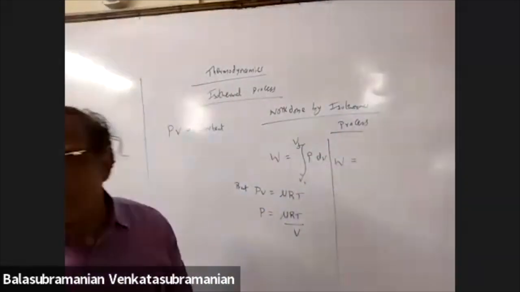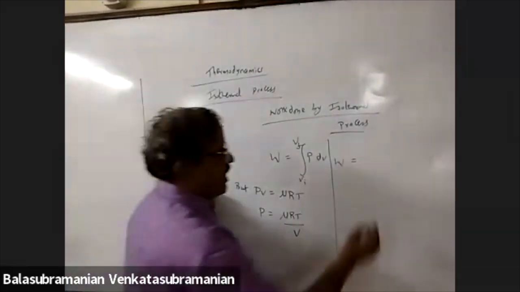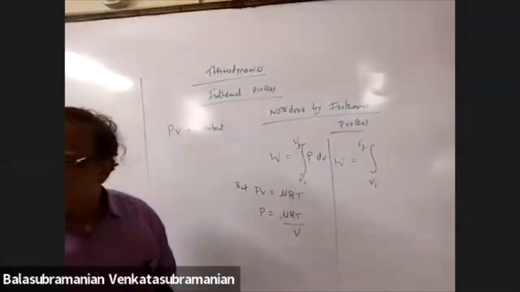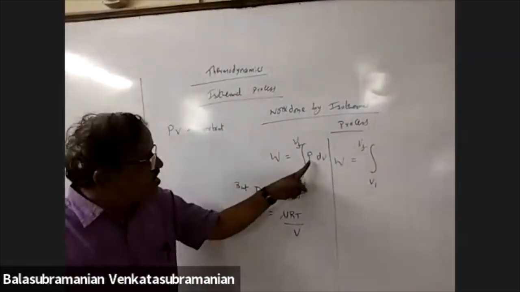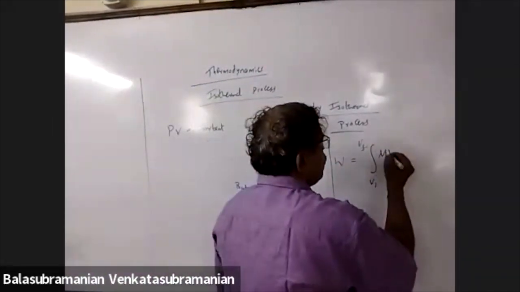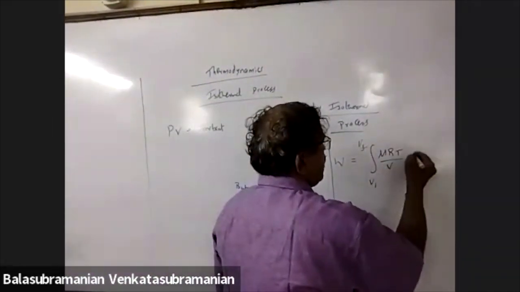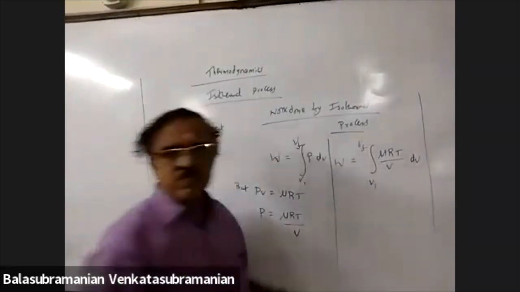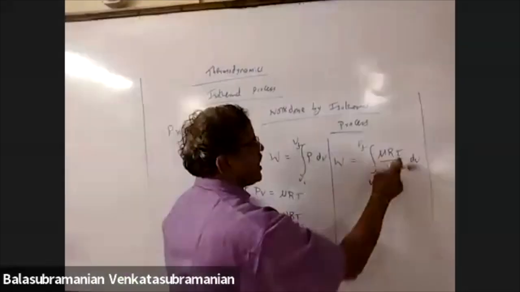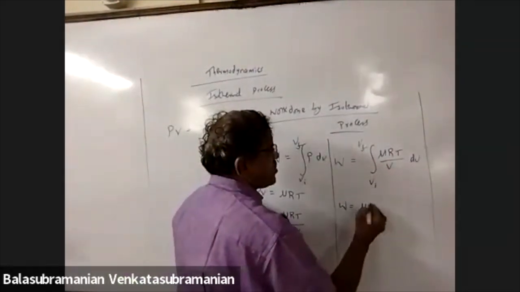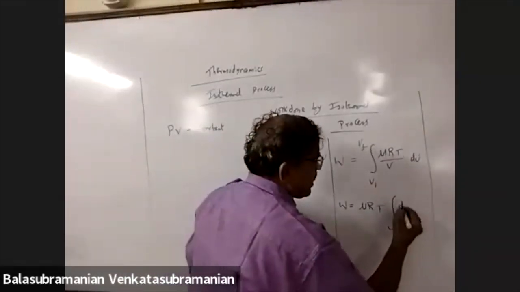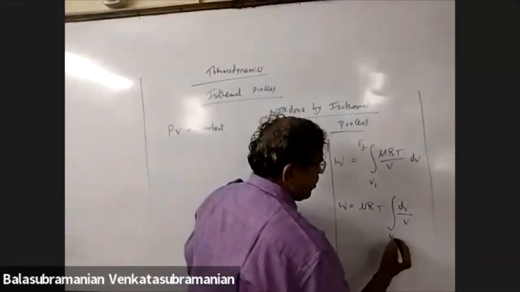W is equal to integral from Vi to Vf of P dV. What is P? Mu RT by V. Mu RT by V. Correct? Mu RT, the entire term is constant. Take it out. What will you get? Integral dV by V.